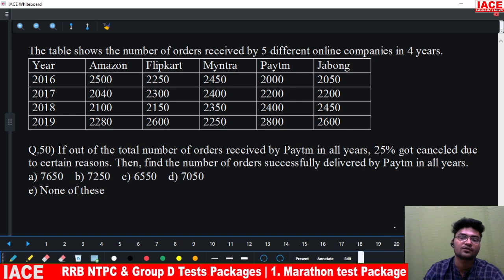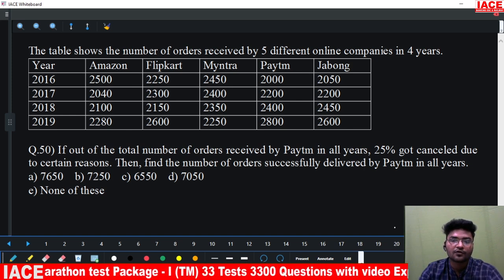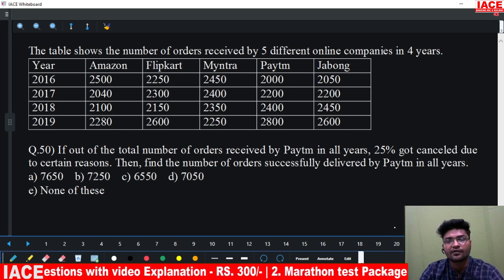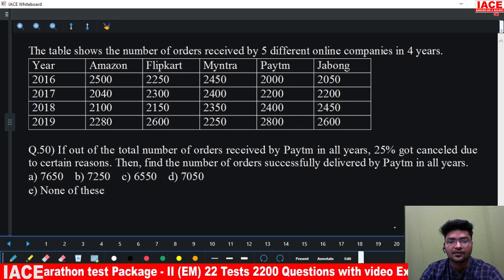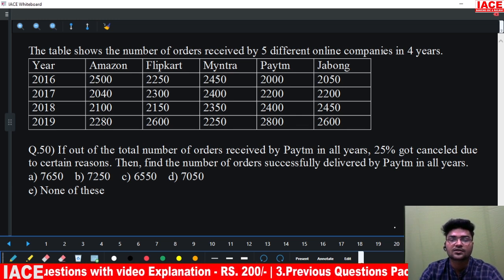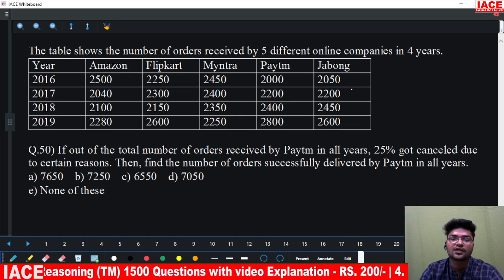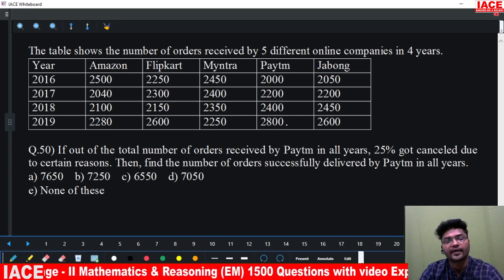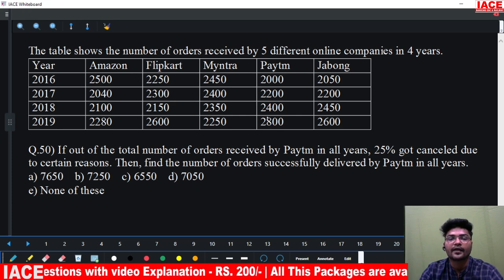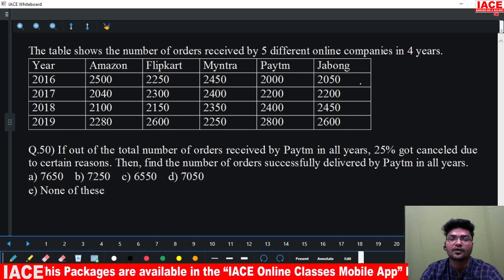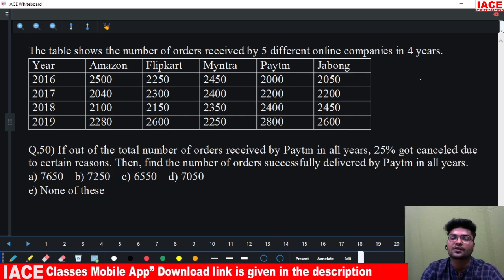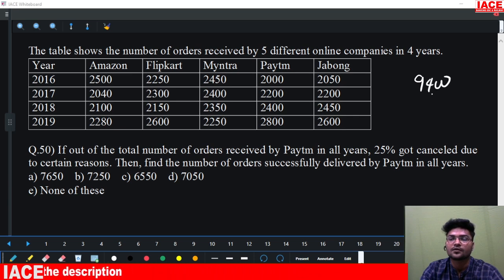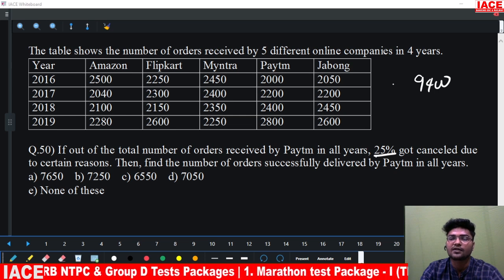Next question. Question number 50. If out of the total number of orders received by Paytm in all years, 25% got cancelled due to certain reasons, how many successful orders were delivered? So first I will calculate how much is the total of Paytm. 2000, 2000, 2000 and 2000. So 8000. 8000, 800, 400 and 200. 1400. 8000 plus 1400 is 9400. In this 25% got cancelled. That means 75% was delivered.